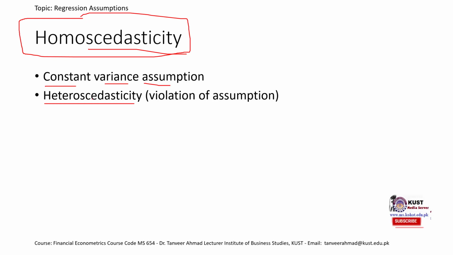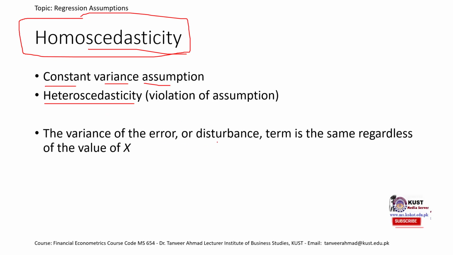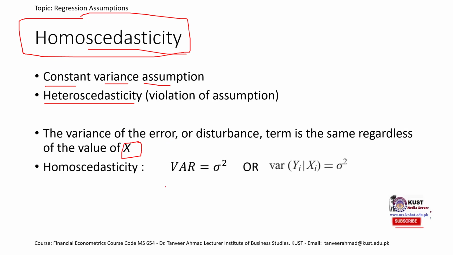In that case, the variance, the dispersion, would be different for the different error terms at different x values. So the variance of the error term or the disturbance term is the same regardless of the values of x. For each x value, this is called the conditional variance, it should be the same, and this would be represented as variance equal to sigma square, or variance of y given x, the conditional variance, equal to sigma square.